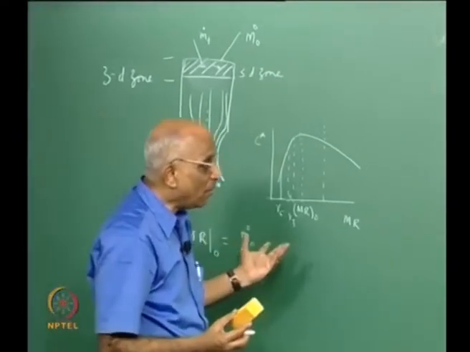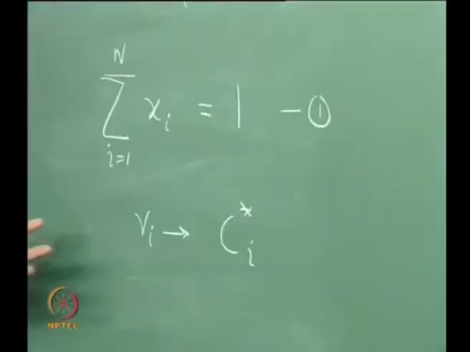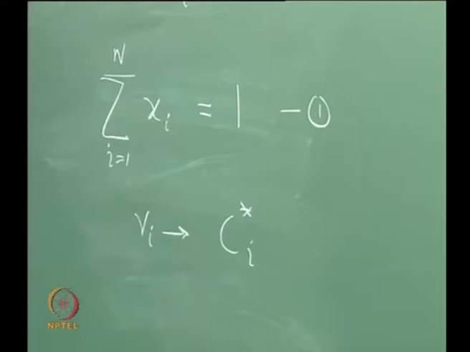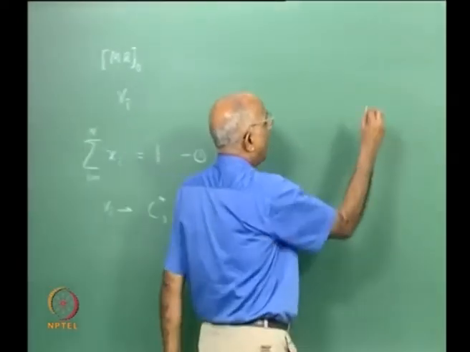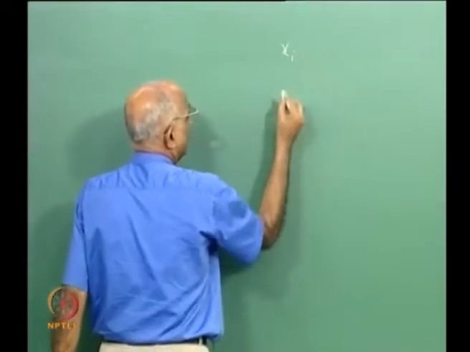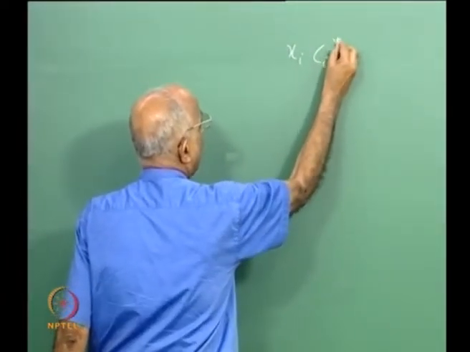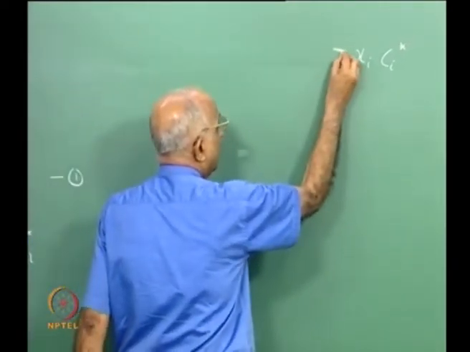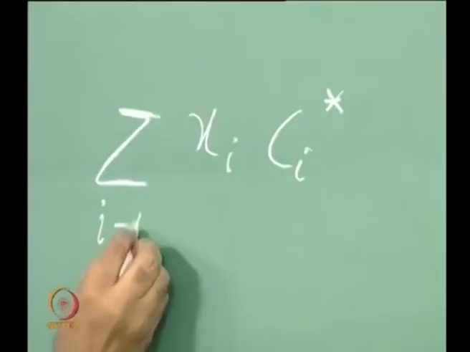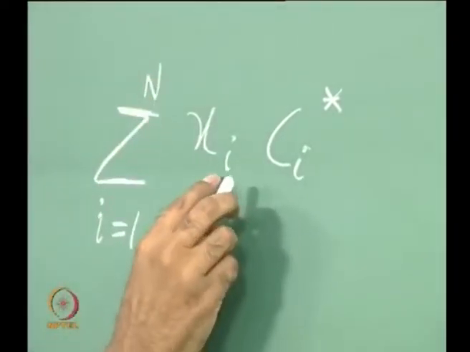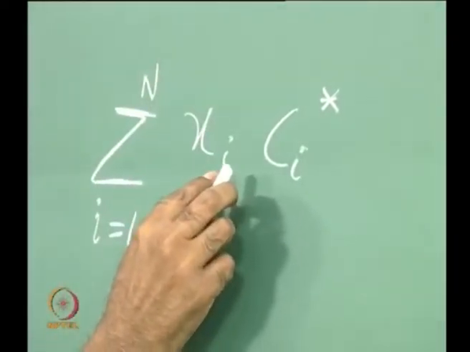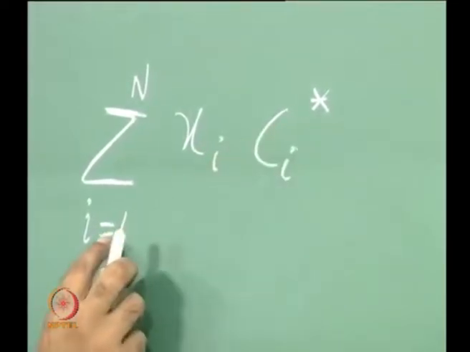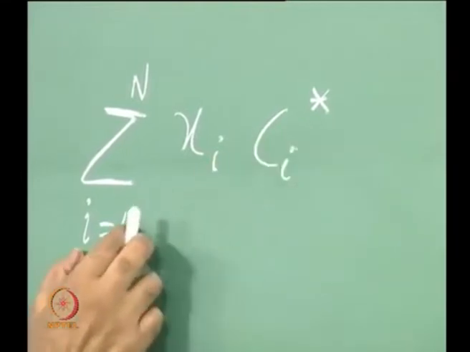Now I want to find out the mass weighted C star for the chamber, and therefore, what do I do? I say I have Xi in the ith stream tube. In the ith stream tube, I have Xi C star, and therefore, the net mass weighted value of C star is the sum from 1 to n, where Xi is the mass fraction in stream tube i, and Ci star is the value of the characteristic velocity in that particular stream tube.